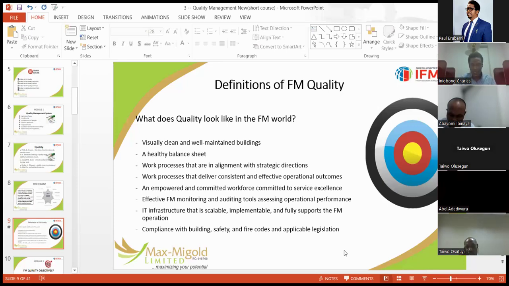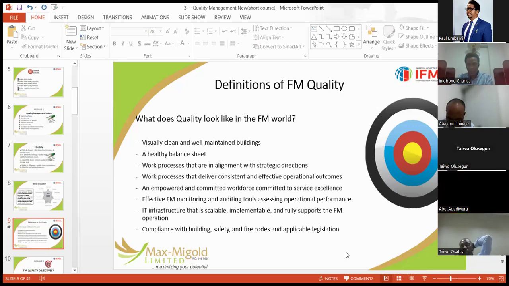Compliance with building safety and fire codes. Your facility must comply with building safety and fire code. Like we discussed the other day, the key stakeholder that you must not joke with is the government. All the statutory regulation, the codes and everything is something that you must monitor, you must evaluate, and you must keep updated every day, because you must also understand what are the codes that are changing, what are the safety rules or laws that are changing for my facility, so that you put these things in place.